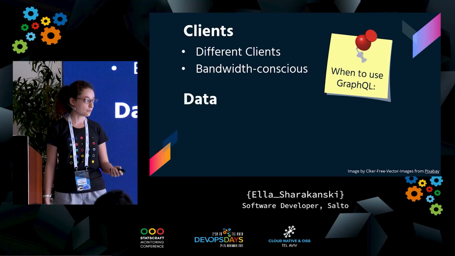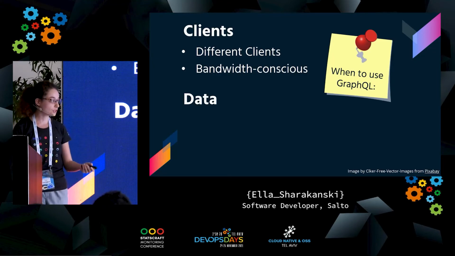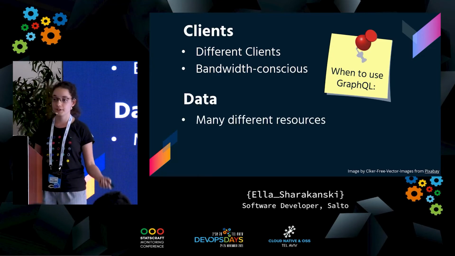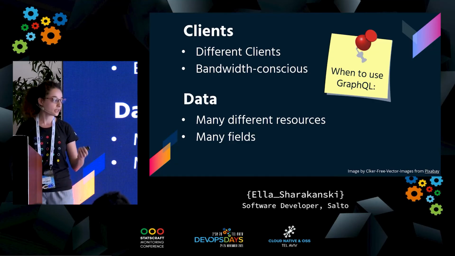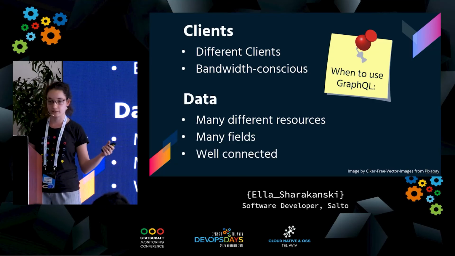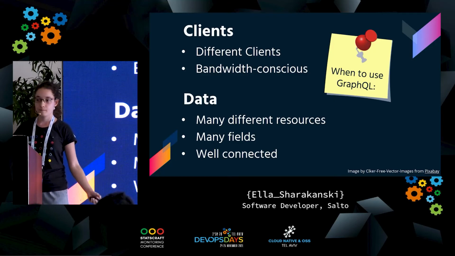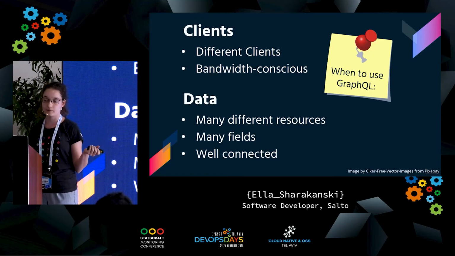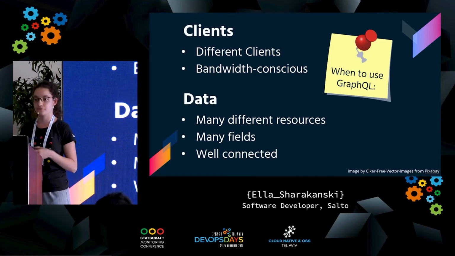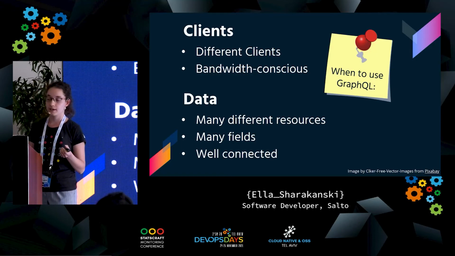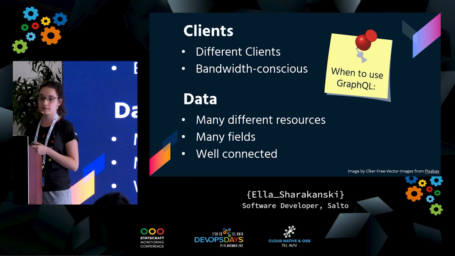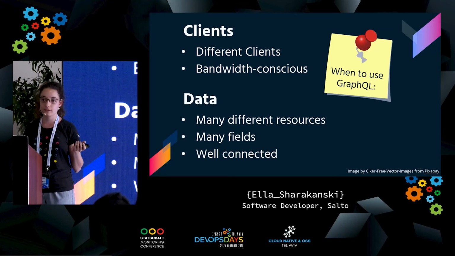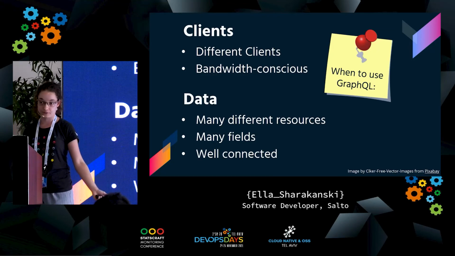Next, your data. Ask yourself, how many different resources do you have? How many different fields each resource has? And are your resources really well connected, creating this big graph? Because if so, then the flexibility of GraphQL can help you because, for example, in just one request, you could ask for a post, and then its comments, and then the likers of the comments, and then the friends of these likers, and their names in just one request. But if you don't have that many resources or connections between them, then it won't really matter if you use REST.